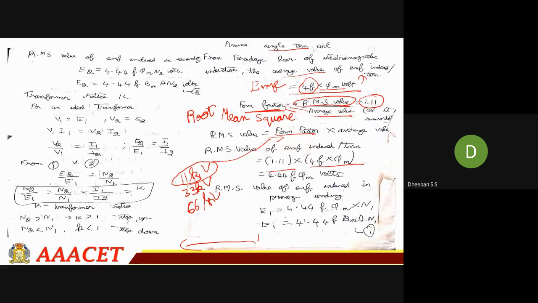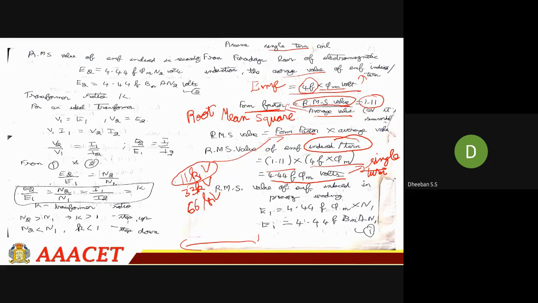Okay, we'll be multiplying with your form factor. So then what happens is that you'll be getting 4.44 f phi m volts. So this is the RMS value of your EMF induced for a single turn. This is the value for your single turn.